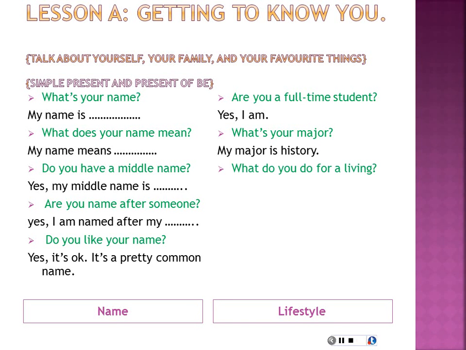The next question, what do you do for a living? ماذا تفعل في الحياة؟ ماذا تفعل؟ ماذا تعمل؟ Or you can say what do you do? If we ask what do you do, it means do you have a job? Do you study? معنى السؤال لما نسأل what do you do for a living? Or what do you do?